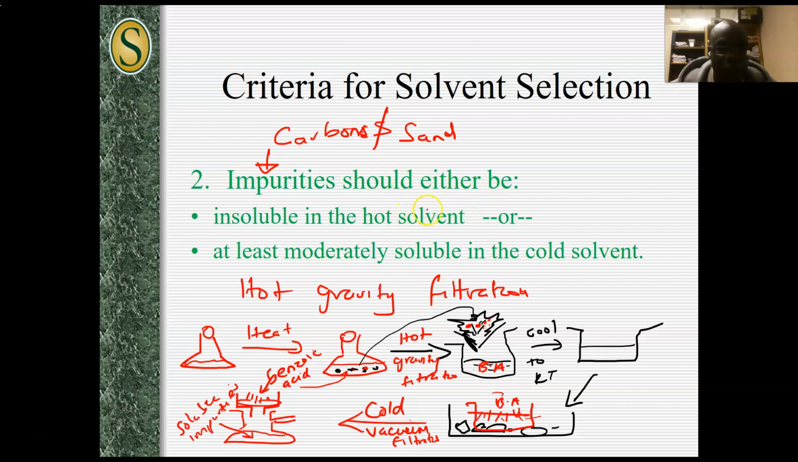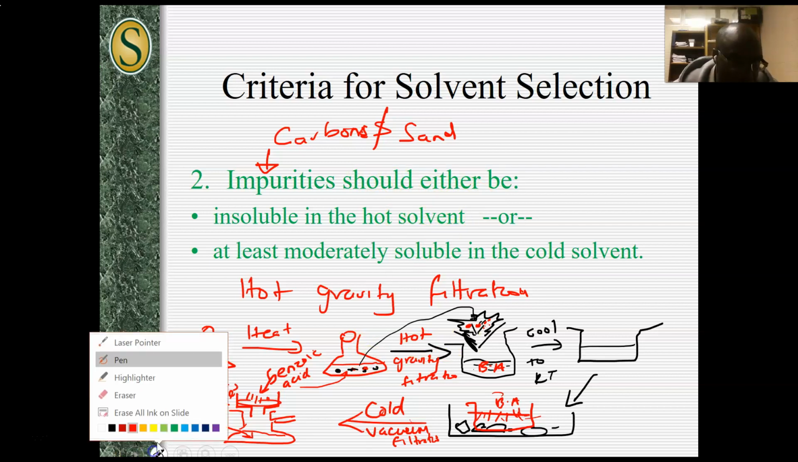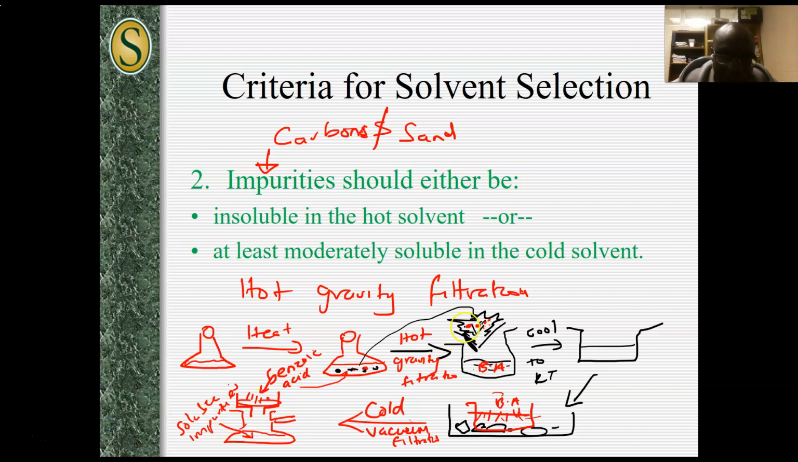This slide is talking about impurities. Impurities should either be insoluble in hot water, like the carbon, which is insoluble in hot water. That's why we can remove it during the first hot gravity filtration. It gets trapped on the fluted filter paper, while benzoic acid and soluble impurities go through in solution. Or the impurities should be at least moderately soluble in cold solvents.